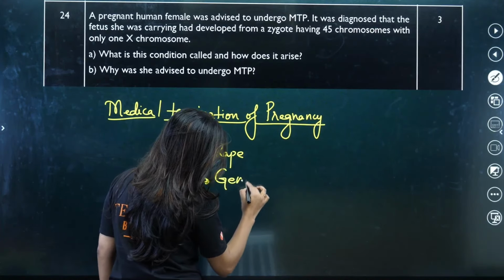Now, here what have they told? It was diagnosed that the fetus she was carrying had developed from a zygote having 45 chromosomes. Okay, how much does it have? 45 chromosomes, only with one X chromosome. That means this person has what? Turner syndrome. Okay, the child has Turner's syndrome. The child will be sterile, right? Now, what is this condition called? Yes, the condition is Turner's syndrome. And how does it arise? Why was she advised to undergo MTP? So, MTP is mainly asked when there is a rape case or when there is a genetic disorder, and they realize that the entire family is going to suffer and even the child is going to suffer. So, they will say, go for MTP, okay?